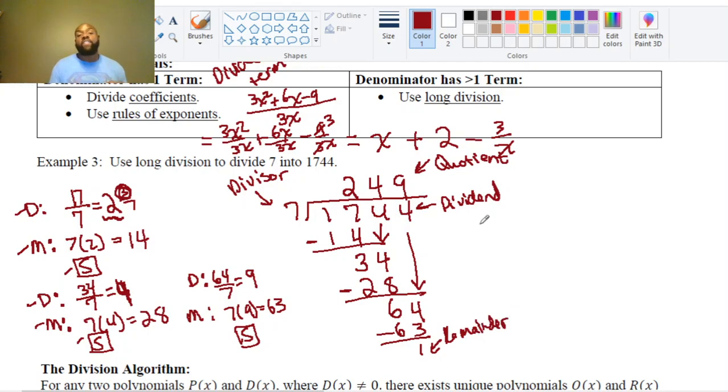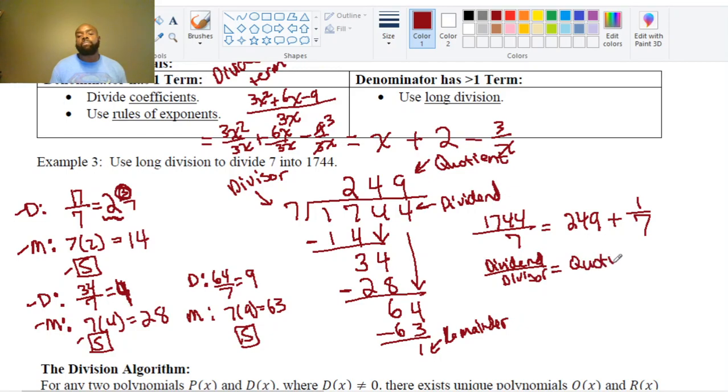And so if I take 1744 and divide it by 7, I get 249 plus 1 over 7. That means I have my dividend divided by my divisor equals my quotient plus my remainder over my divisor. That is what we get when we do long division.